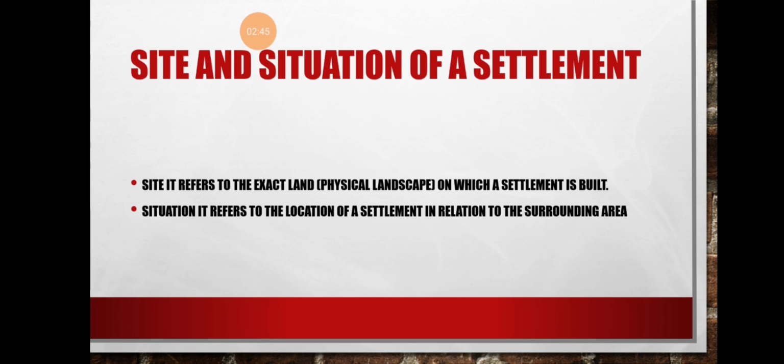There we have a physical landscape. Can you see that? The physical landscape can be a mountain, can be a river, and the physical landscape influences the settlement. It can also be the soil type. It influences the land, the settlement in relation to the surrounding area.